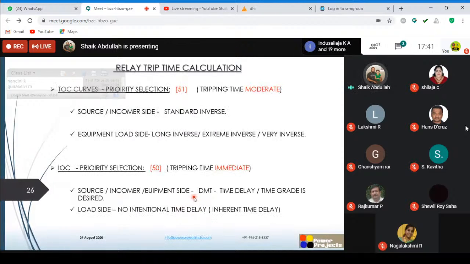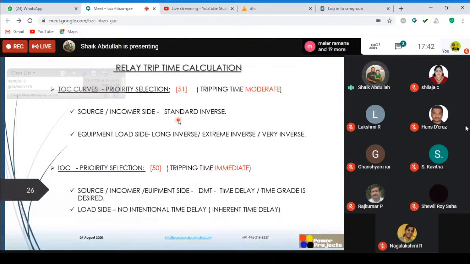So relay suitability is very important. After that, relay priority. This is not mandatory. We have to follow this slide, but we can give priority from the lessons learned from our experts. TOC curves, priority selection, where I am going to use my curves. If it is the source side or incomer side relays, widely you can use standard inverse. Why? Because we saw just now it has some time delay, since it is a source or incomer. Your downstream relays have to operate first. After that, if they fail to operate, then your incomer relay has to operate.